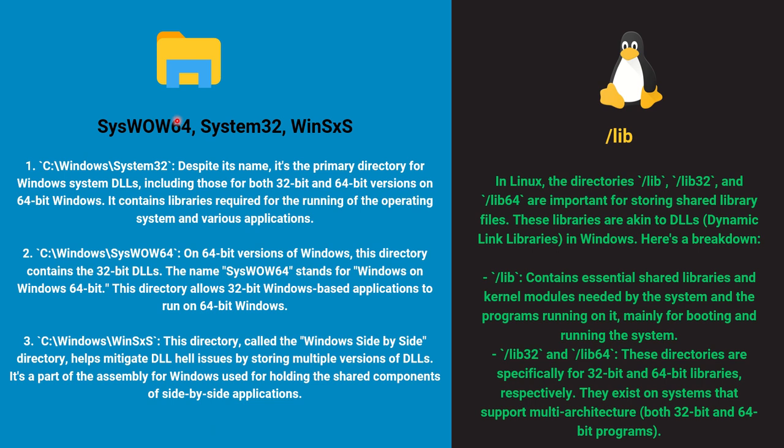On the Windows side, you have three directories which will handle the DLLs. Windows system32, despite its name, is the primary directory for Windows system DLLs, including those for both 32-bit and 64-bit versions on 64-bit Windows. So system32 will have both 32-bit DLLs and 64-bit DLLs. If you want to access specifically 32-bit DLLs, then you need to go for this folder, which is SysWOW64. This directory will allow 32-bit Windows applications to run on 64-bit Windows.